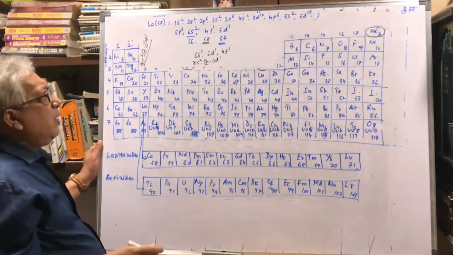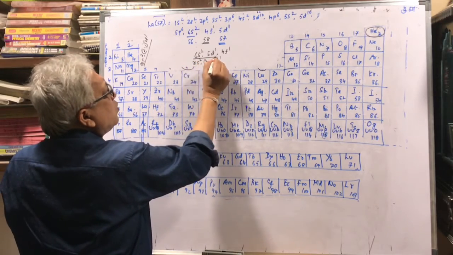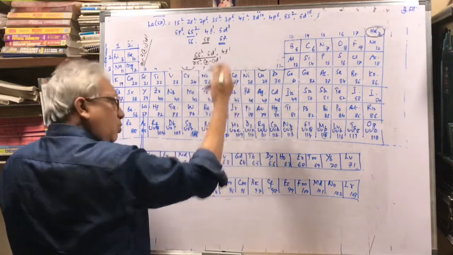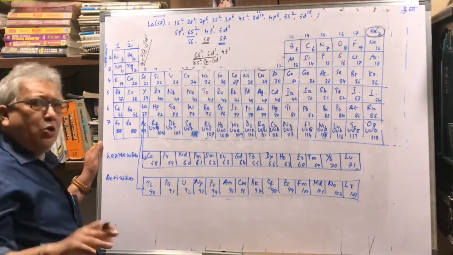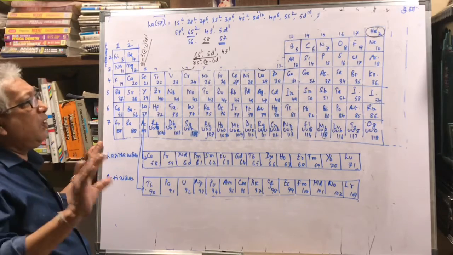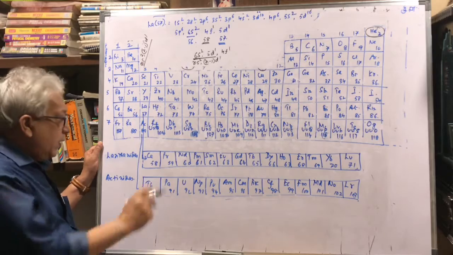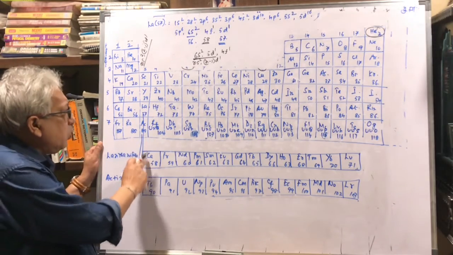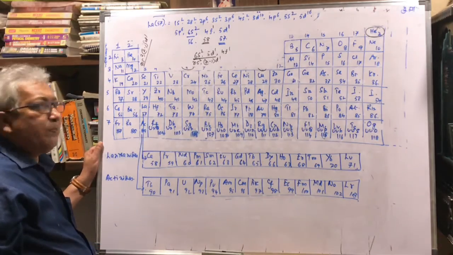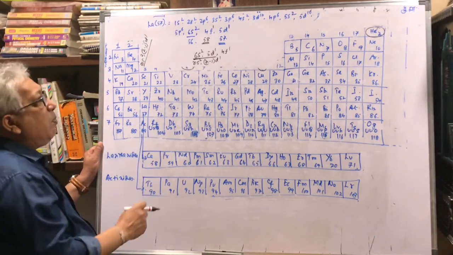Now its behavior will mainly depend upon the outer configuration. The 6s2, 5d, 4f are both inner, and therefore will not play a very vital role. It will play a role, but not a very vital role in its apparent chemical and physical properties. And that is why this element was not discovered for a long time. For a long time it was thought to be actually lanthanum. Then comes praseodymium, atomic number 59.